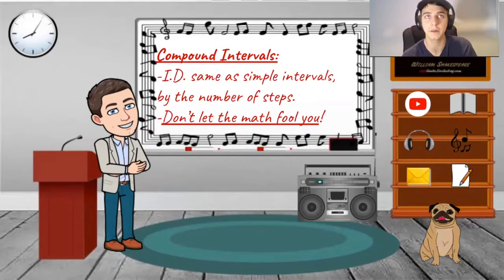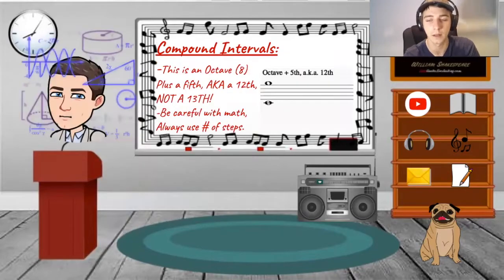The thing about compound intervals is sometimes the math can fool you if you do it the wrong way. So here's an example of what I'm talking about. In this diagram here, we have an octave. So C to C right there would be an octave, and then up to G for a fifth. So we have an octave plus a fifth.